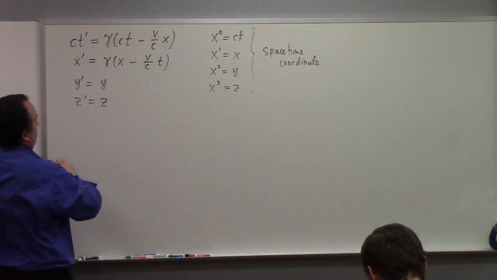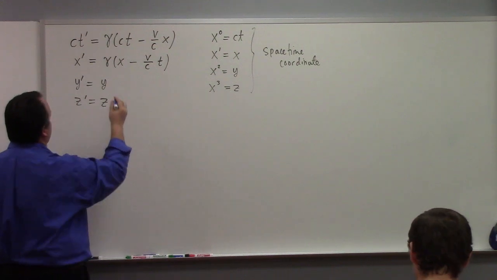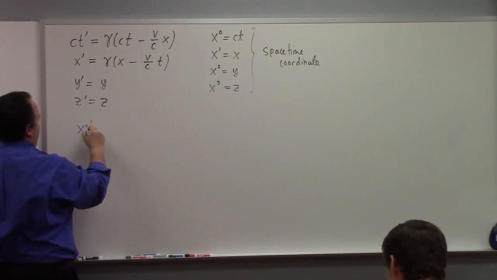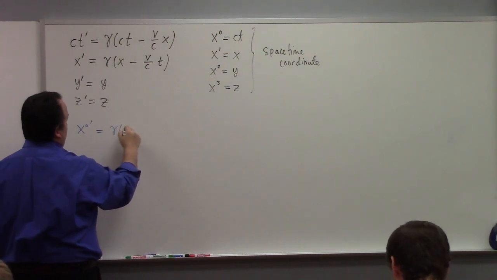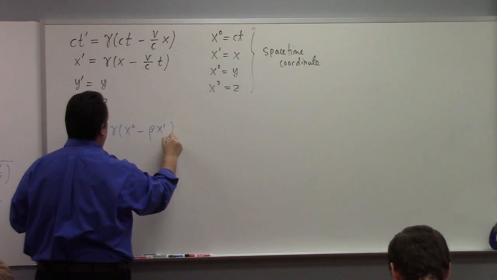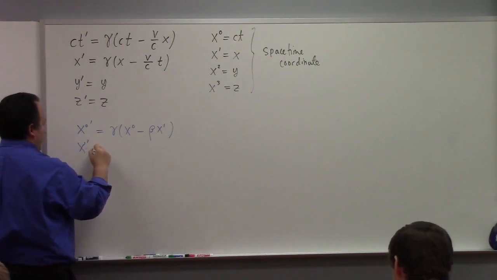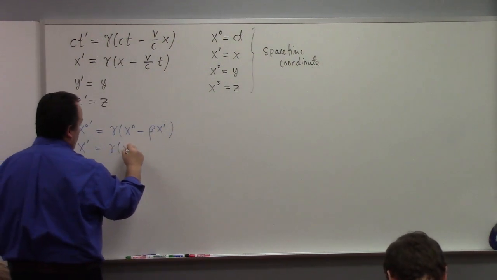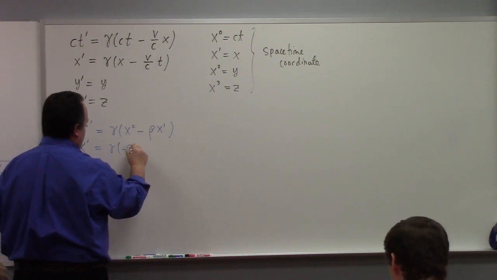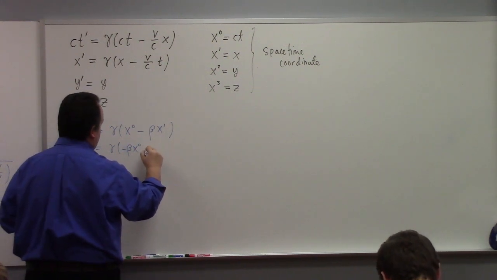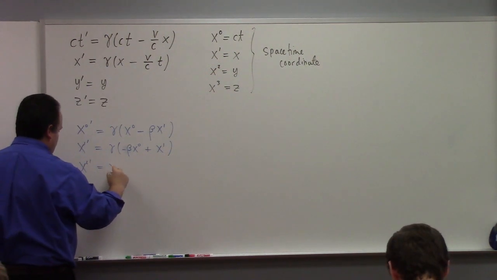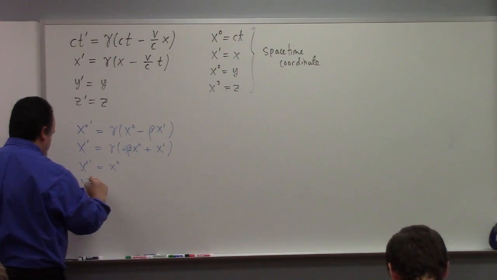And so in terms of this, what these equations become is x0 prime equals gamma times x0 minus beta x1. And x1 prime is gamma times minus beta x0 plus x1, and x2 prime is just x2, and x3 prime is just x3.